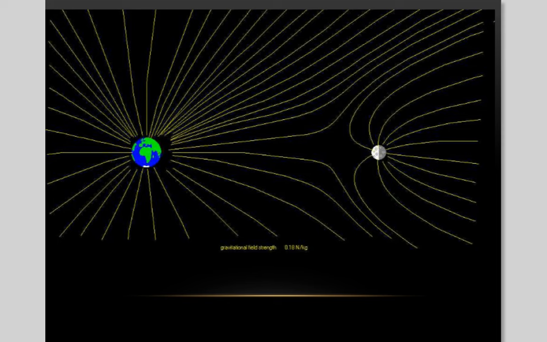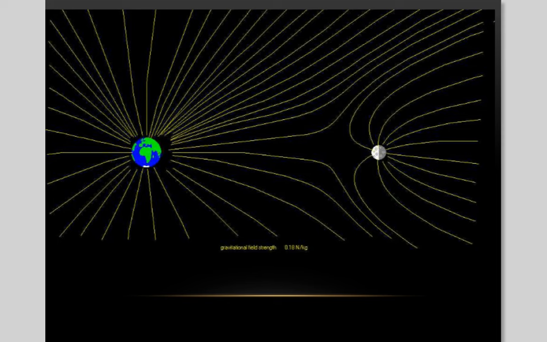What do you notice about the field lines really close to the Earth? Sort of all closer, bunched up, there's more of them. Compared to the moon where they're more spread out, there's less of them. So what would you ascertain about drawing the field lines? The stronger the gravitational field, the more lines you would need.